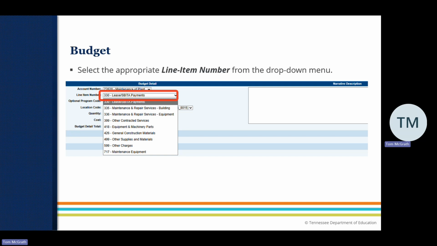Choose the line item that is most appropriate for your planned expenditure. You may find that more than one line item seems to align with your expenditure. Use your judgment to select the most specific line item that matches your expenditure, and we will let you know in the revision process if any changes need to be made.